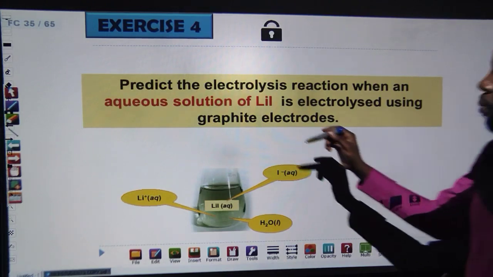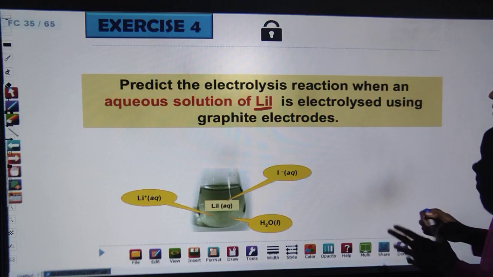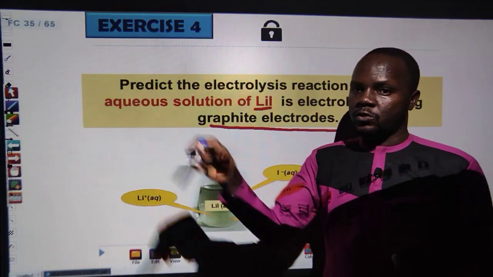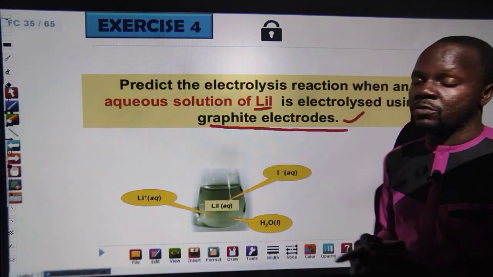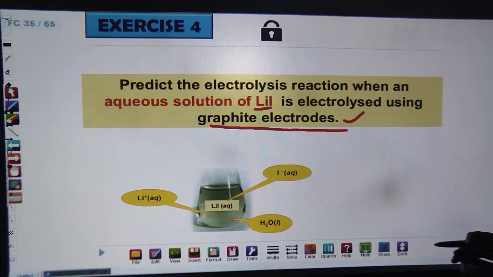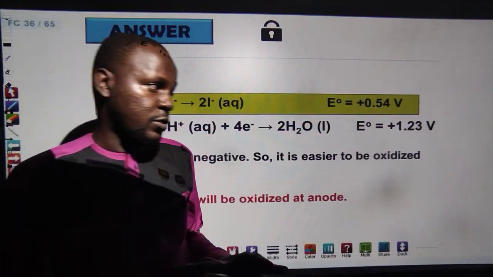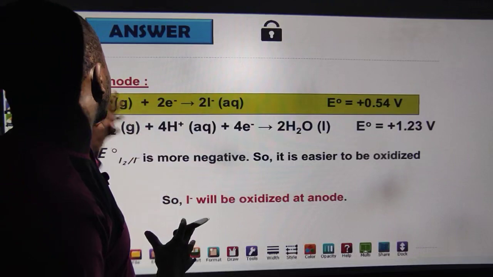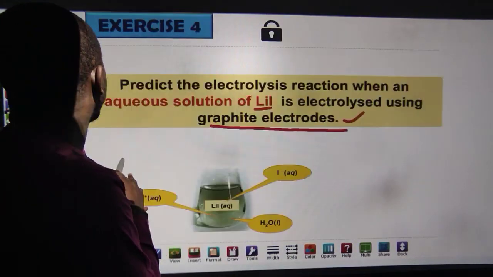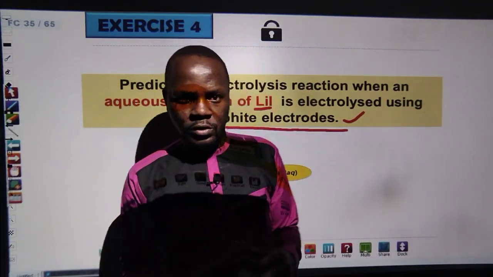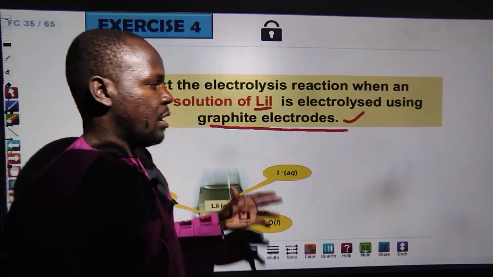Okay, another example: you perform the one for lithium iodide, using graphite. I want you to just attempt it using my explanation and the short notes I've given you. The same process: graphite electrode is inert, it won't have an effect on what you're electrolyzing. Next solutions are also available. This is almost where I'm going to stop. The first and second examples are what you are going to do for me to watch. You can drop your answers in the comments. Let me see if you understand.